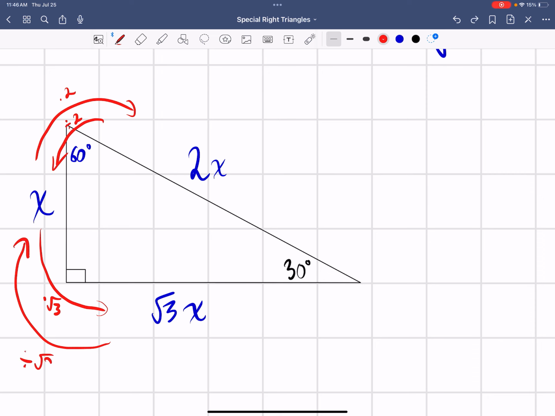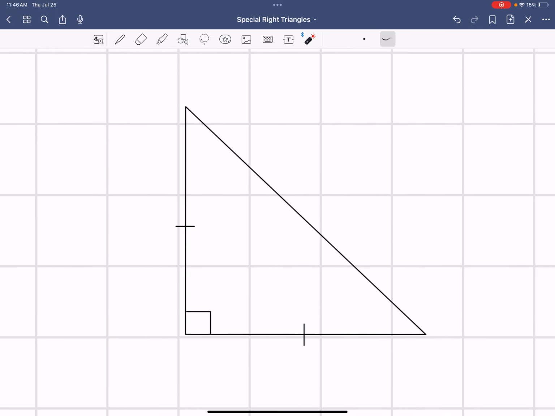And that's it. Also notice that we'll never go directly from the long leg to the hypotenuse. I don't have any arrows connecting those. We'll always use the short leg as an intermediary. So now let's look at the 45-45-90 triangle.